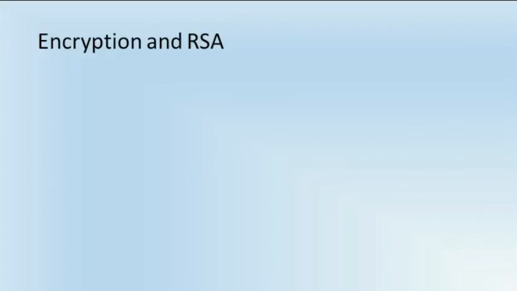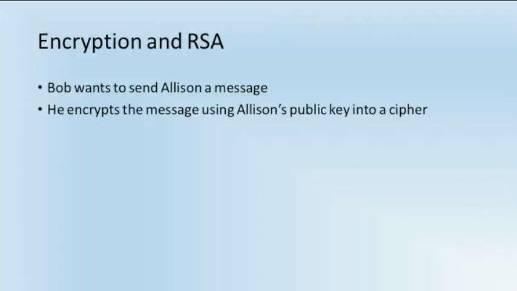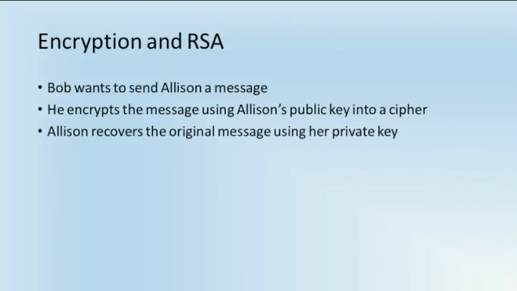RSA is a crypto system where the encryption key is public and differs from the decryption key, which is kept a secret. RSA is based on the fact that factoring the product of two large primes is very difficult. So, as just an example, Bob wants to send Allison a message, and he translates the string into a bit representation and encrypts the message using Allison's public key into a cipher, and then sends the cipher to Allison. And Allison recovers the original message using her private key.